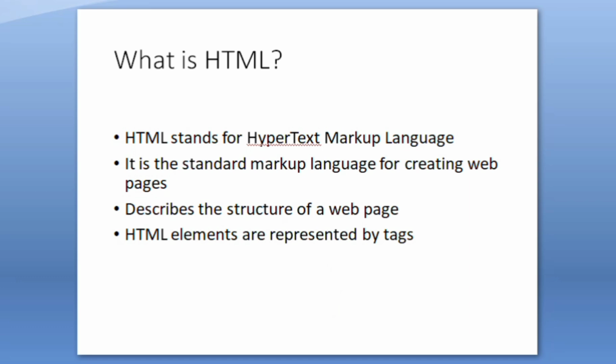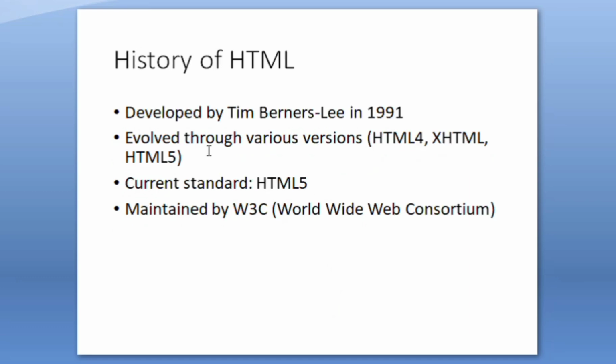Next, we move to the history of HTML. HTML was developed by Tim Berners-Lee in 1991 and evolved through various versions: HTML4, XHTML, and HTML5. The current standard is HTML5, maintained by the W3C, the World Wide Web Consortium. Originally, HTML was developed with the intent of defining the structure of documents like headings, paragraphs, and lists, to facilitate the sharing of specific information between researchers.